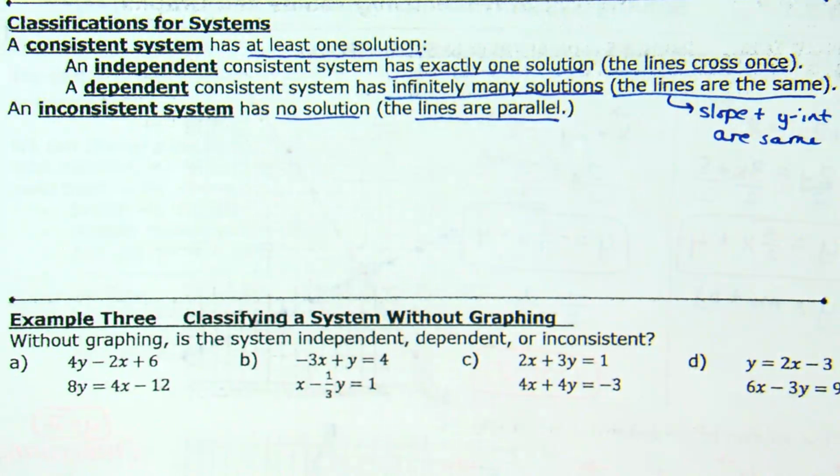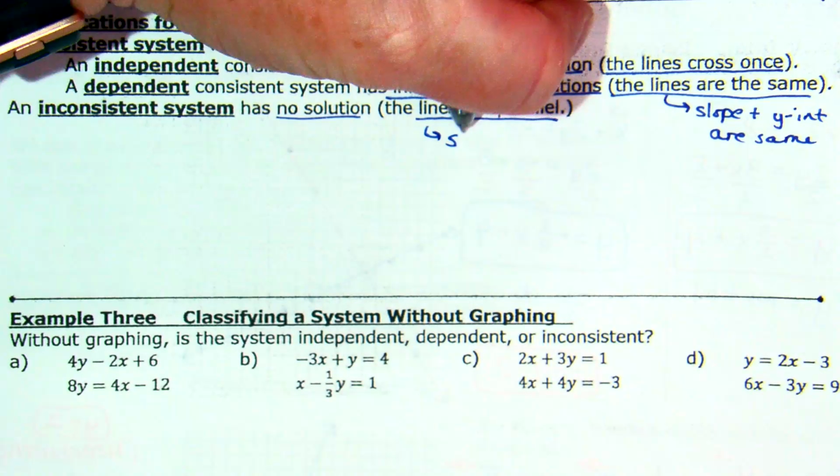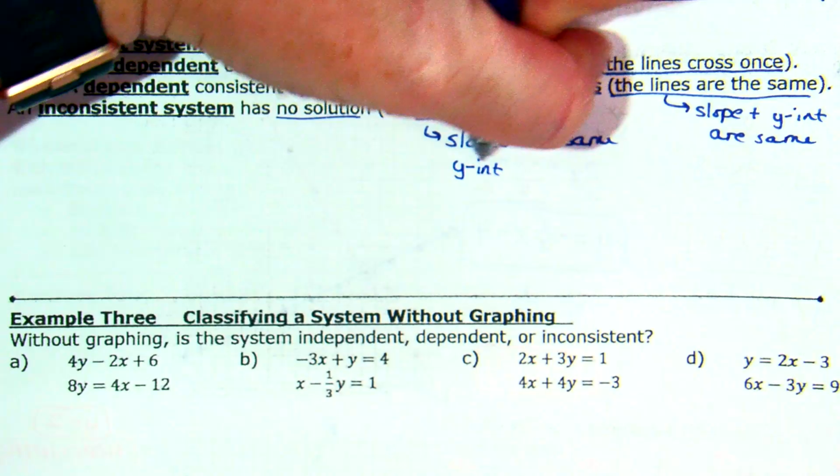Think about this. Kendra? Okay, same slopes, because parallel lines have the same slopes, but their y-intercepts have to be different. So you want to write yourself a note here. Slopes are the same, y-intercepts different.